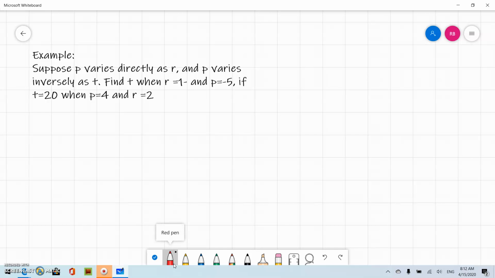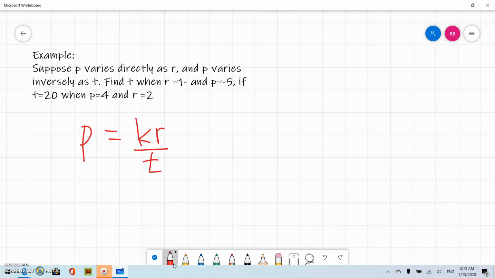It says P varies directly as R, okay? And then it says P varies inversely as T. So instead of writing two separate equations, you write it as one equation. And the reason that the T goes below is because it's inversely. Okay, so inverse is always that variable goes in the denominator.